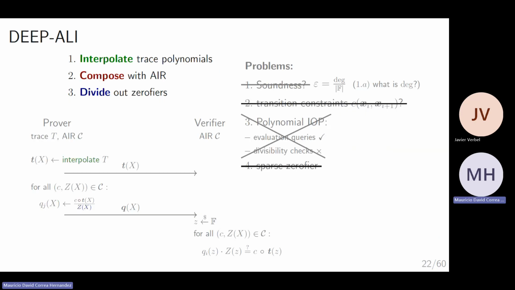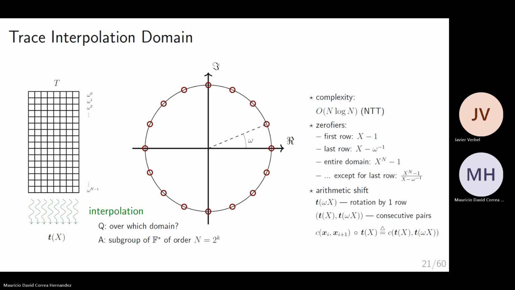Okay, so that actually answers the problem of transition constraints. And so the only thing that remains is soundness. The remaining question of soundness is: what is the degree? And the degree follows from 2 things. We interpolate the trace, that gives us degree n polynomials, or n minus 1. And then we compose the trace with the air. That gives us polynomials of some degree that depends on the degree of the air. That's why the degree of the air has to be low.